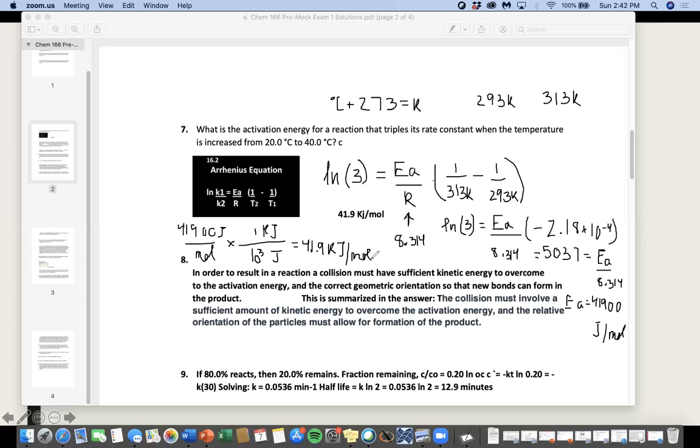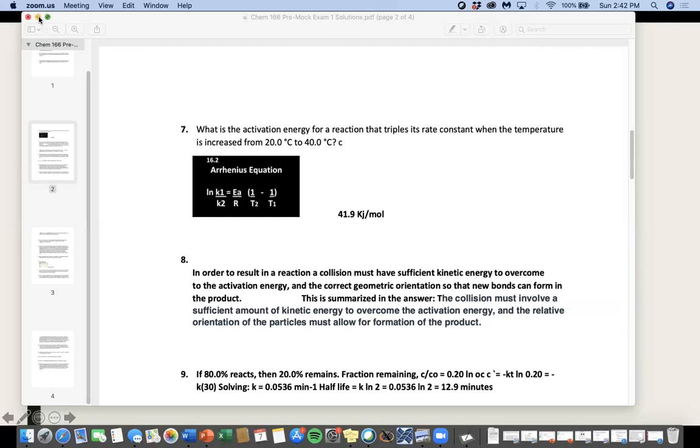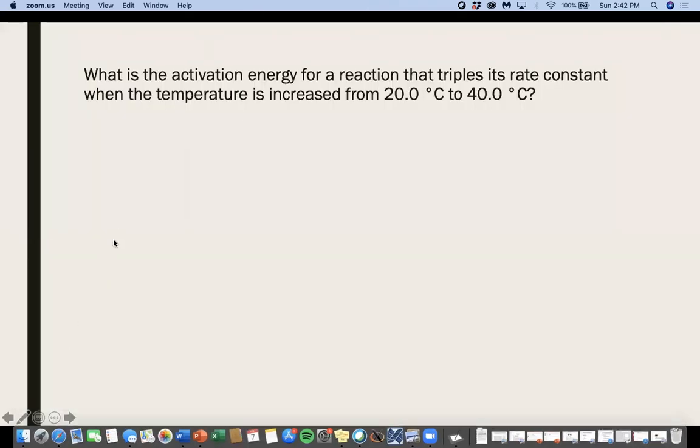Okay. Do you guys have any questions about this problem? Let me just open the chat, sorry. Okay, if you don't have any questions about that one, we're just going to clear the annotations and go back to the PowerPoint.